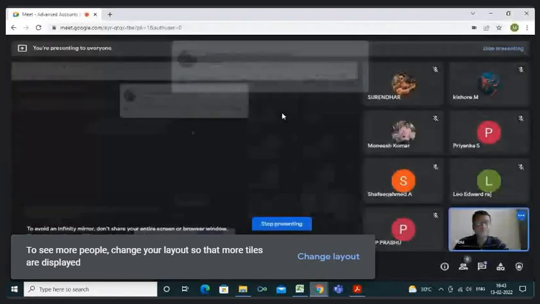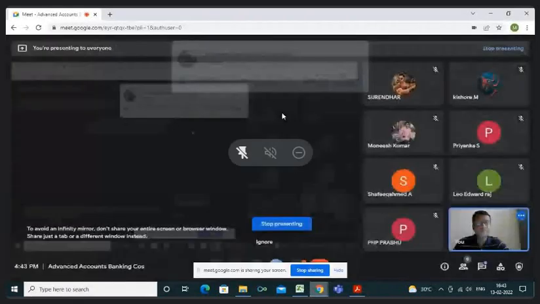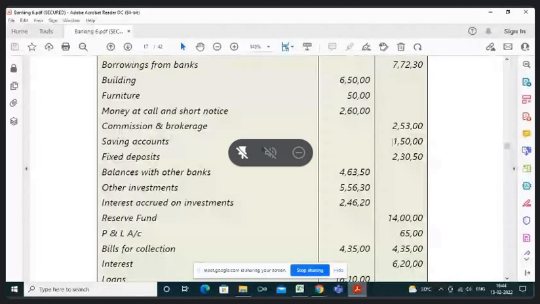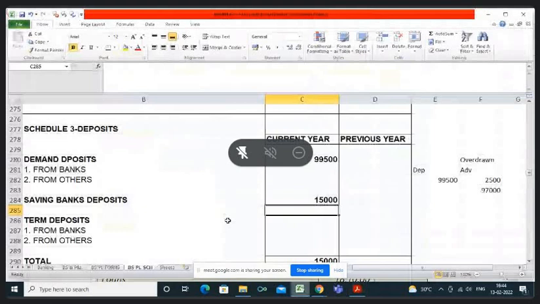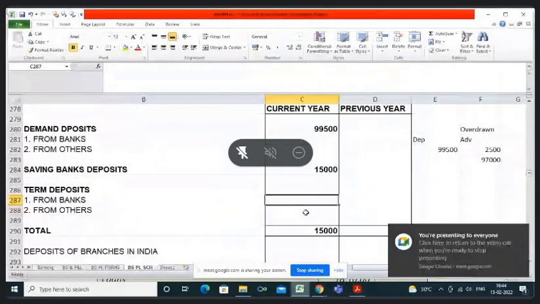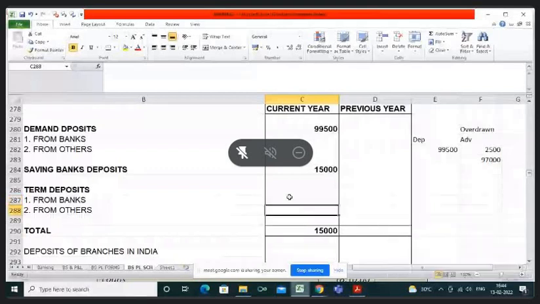And we'll move on to savings accounts. Savings accounts are our liability, so they will be part of the deposits schedule. Now it's part of the balance sheet and the deposit schedule. Savings accounts 15,000. So for this, we'll move on to schedule number 3, deposits. Under deposits, we'll have savings deposits. We have a separate heading, and under that we will write 15,000.